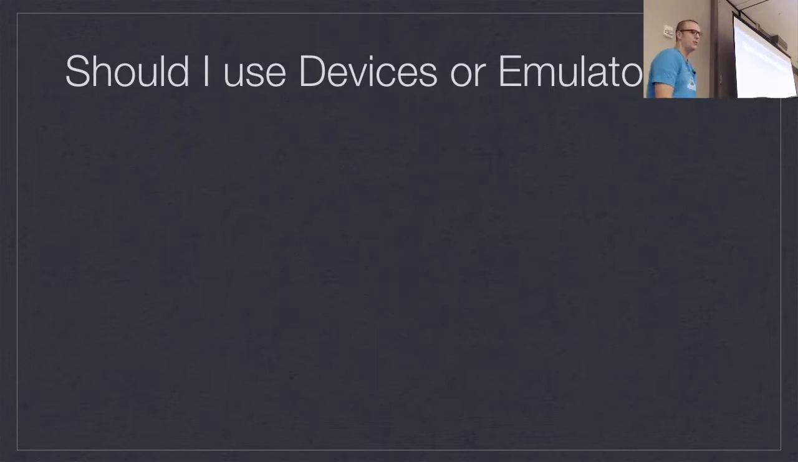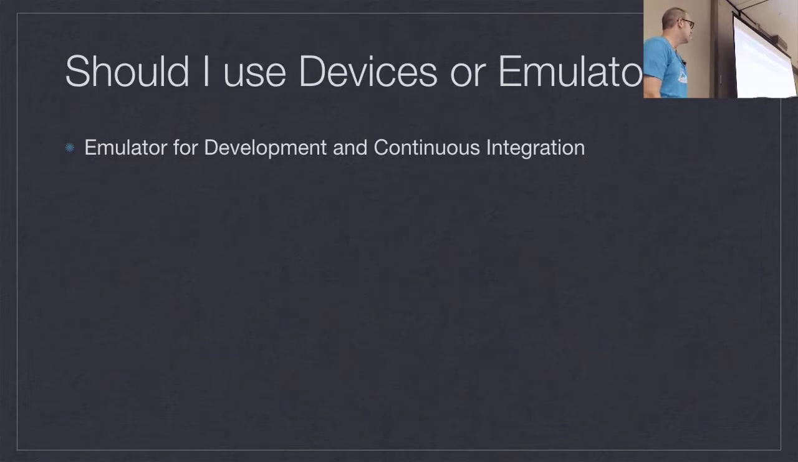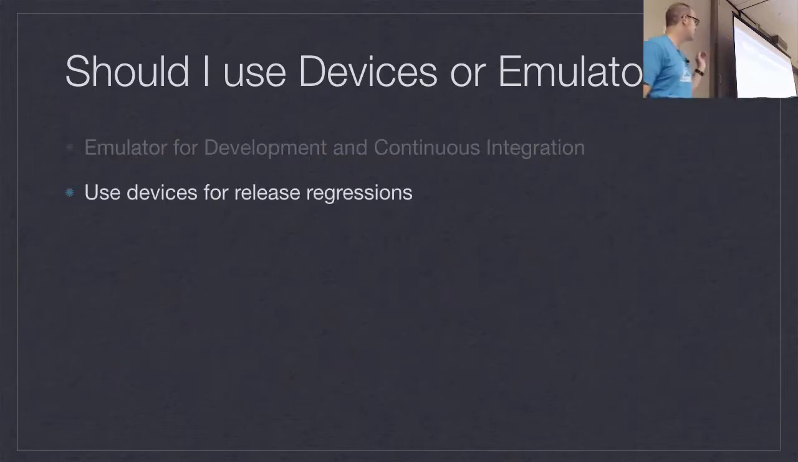This is very controversial, but should you use devices or emulators? The answer is emulator for all development and continuous integration. I'm sure somebody in here will disagree with that. That's okay. Let me explain why I think that's the case in a sec. But my recommendation is to use devices only for release regressions, once your code is locked and you want to test on a bunch of devices.